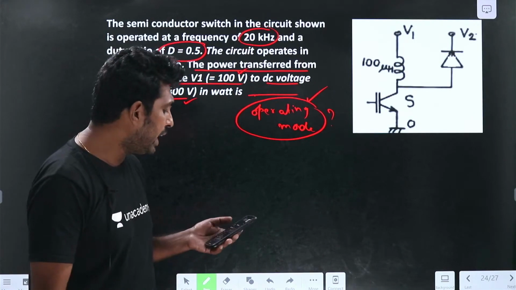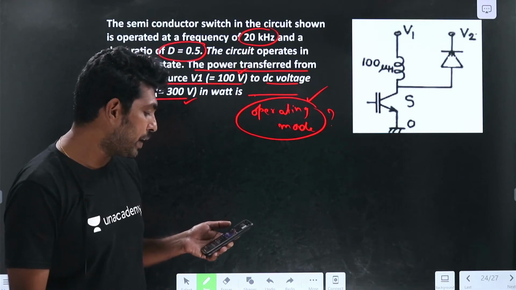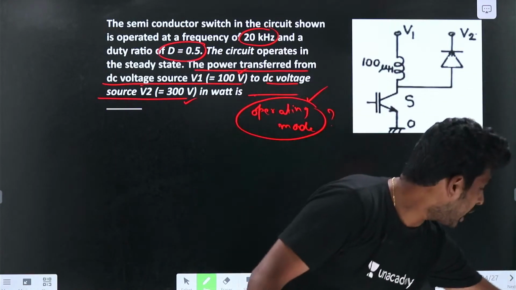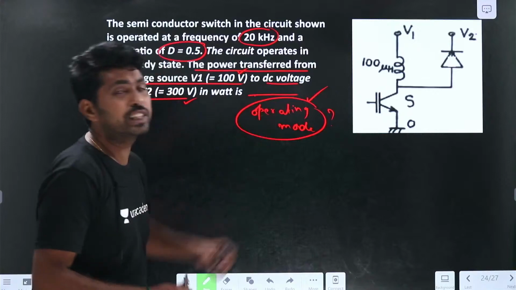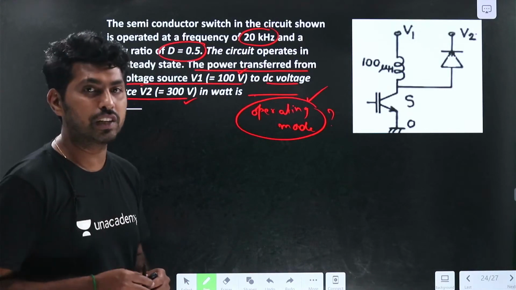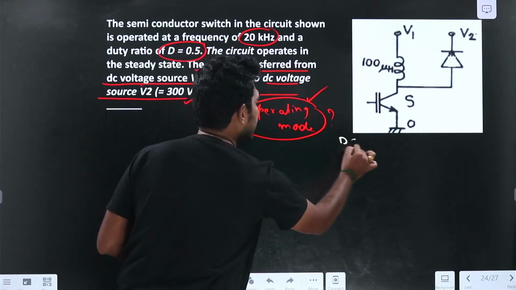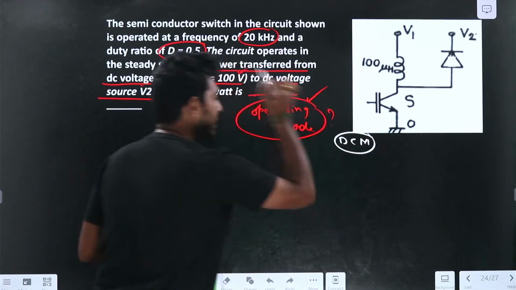We need to find the operating mode. In which operating mode is it operating? So Harish, 239. Good, very good. Now, how are we saying that? It is operating in the discontinuous conduction mode. Whatever Harish said is right. So why is it operating in the discontinuous conduction mode?